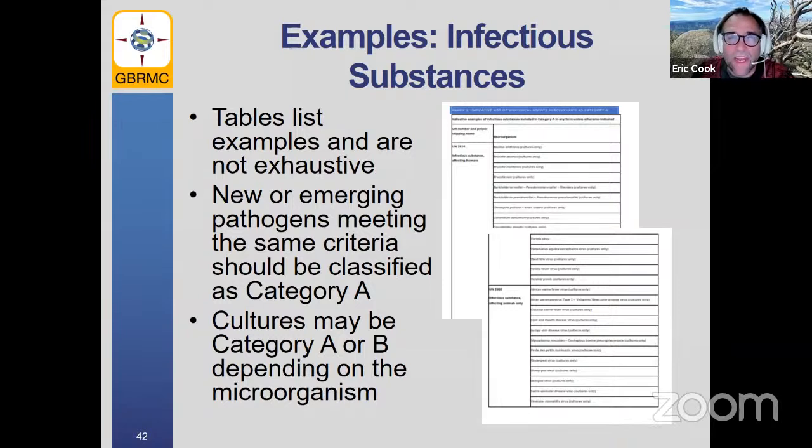So for example, if I had a culture of salmonella, salmonella is a pathogen, makes people sick, but it's not one of these deadly pathogens. And so even cultures of salmonella could be shipped out as category B. Salmonella is not on the list.